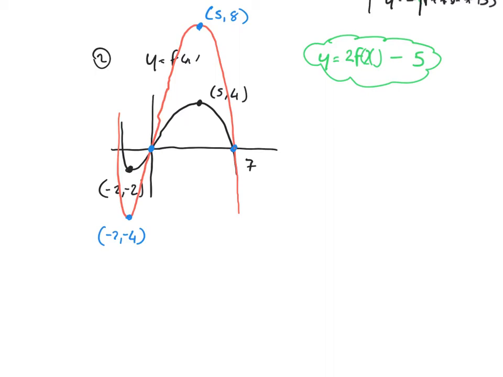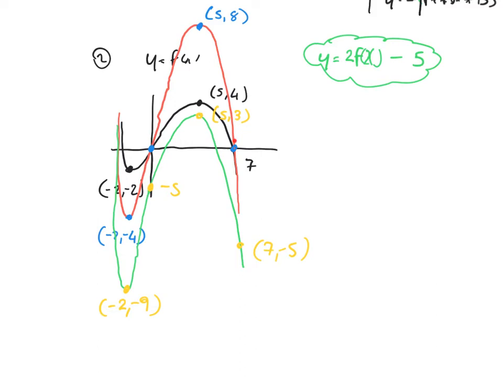So it's the y coordinates that are getting doubled here, and 7, 0 will stay at 0 since 7 times 0 times 2 is still 0. Okay, and then my next move is to move the thing down by 5 units. So 8 will come down to a y coordinate of 3. Minus 4 will come down to a y coordinate of minus 9. A 0 y coordinate will come down to minus 5, and that will happen here as well. Okay, there, so there's the new curve.